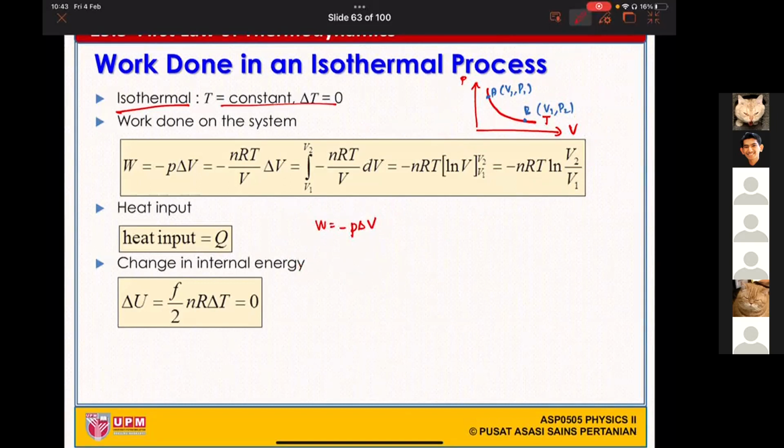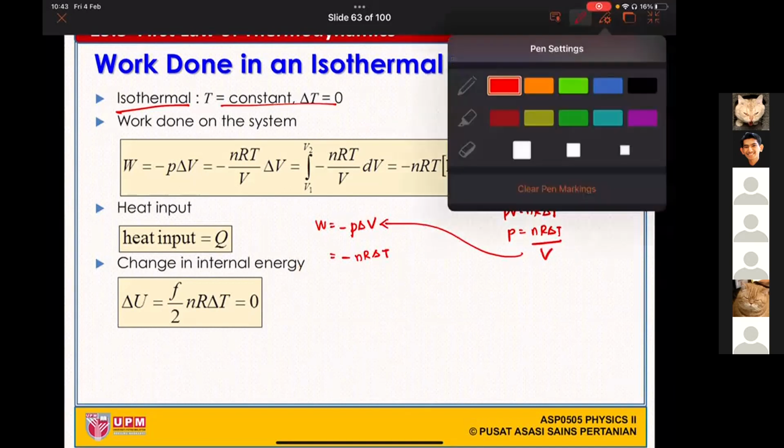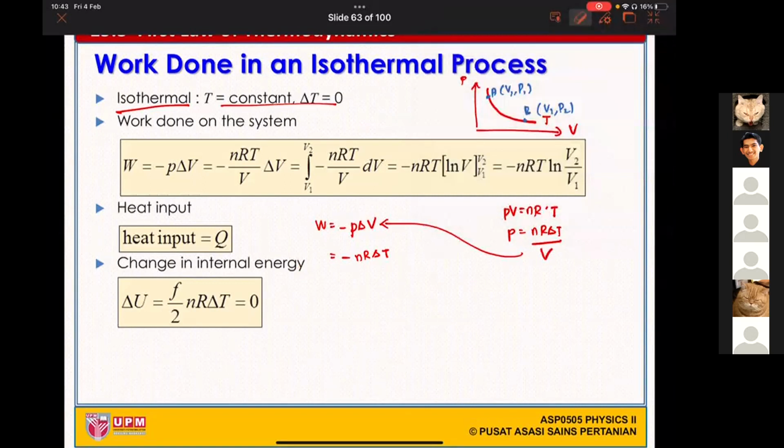We know, we have learned based on the ideal gas law, PV is equal to nRT. So P is equal to nRT divided by V. We put it into the work equation. So we will get negative nRT... oh, no, this is not the change in V, I made a mistake. Okay, it doesn't have the change in T.